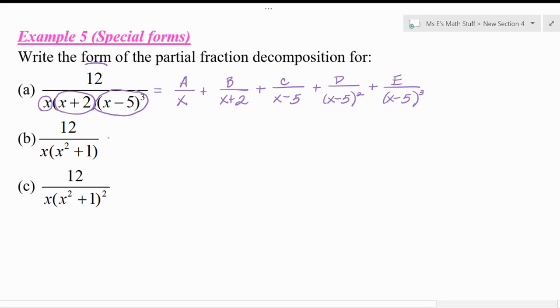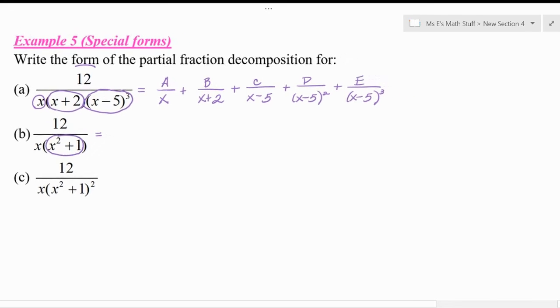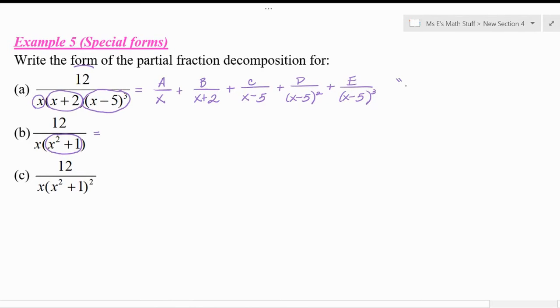Okay, now for part B, you don't have a repeated linear factor. Instead, you have what's called a quadratic factor. Actually, let me add the name of the cases next to each one. So for part A, that was what to do with a repeated linear factor. And for part B, this one's dedicated to quadratic factors, x squared plus 1. If I could factor it down to linears, I would, but you can't factor x squared plus 1 with real numbers. So we would have to leave that a quadratic.